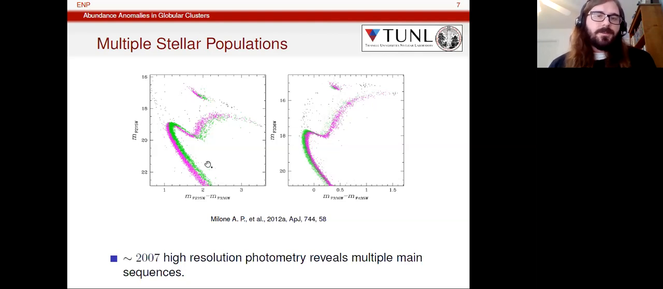So again, these are Hertzsprung-Russell diagrams from 47 Tuc. And now that you can individually resolve these stars so well, you can actually see that there are different tracks through these diagrams, and that these tracks extend all the way up to the horizontal branch. And so this was first discovered in 2007, and since then has really revolutionized how we think about these objects and renewed interest in explaining the observations.